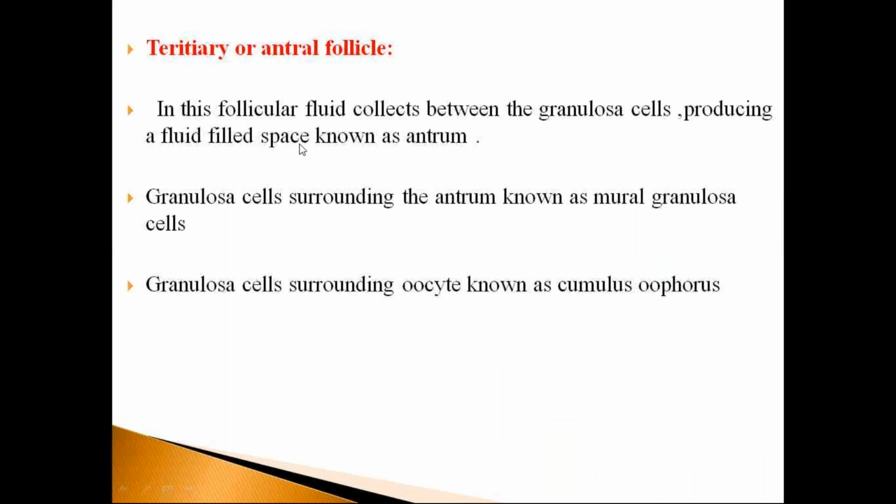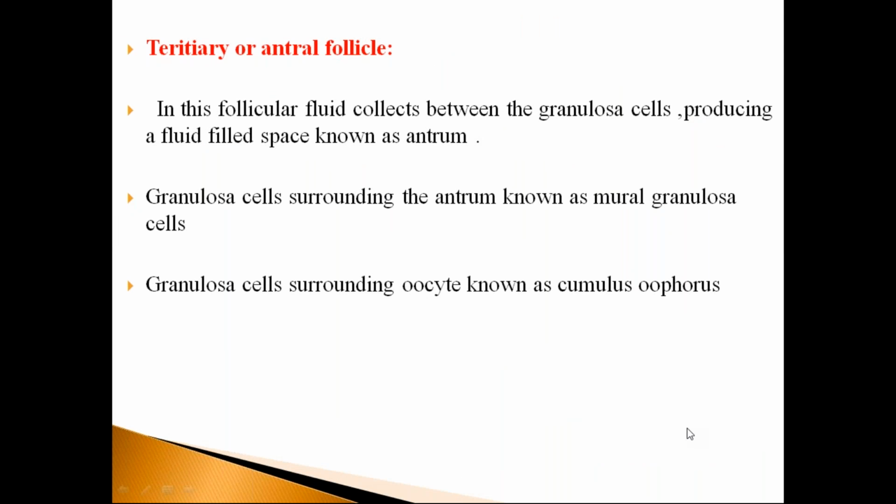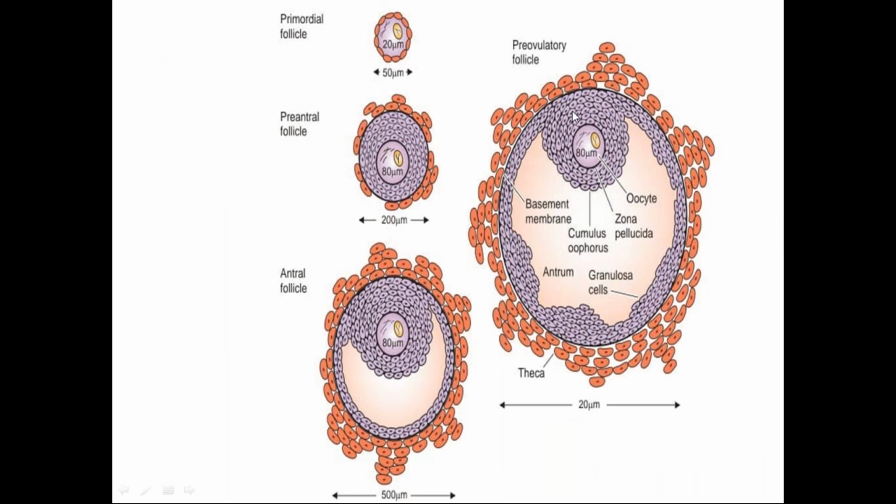In the tertiary or antral follicle, the follicular fluid gets collected between the granulosa cells, producing a fluid-filled space known as the antrum. The cells surrounding the antrum are called mural granulosa cells. This is the antrum, the cavity or fluid-filled space, and the cells covering it are the mural granulosa cells. The cells covering the oocyte are called cumulus oophorus. You can see here the cumulus oophorus, the mural granulosa cells, and the antral fluid.